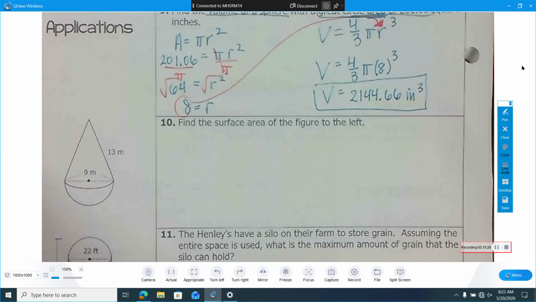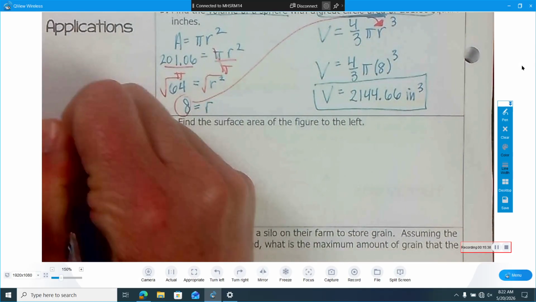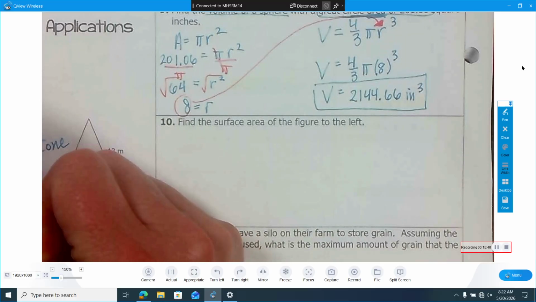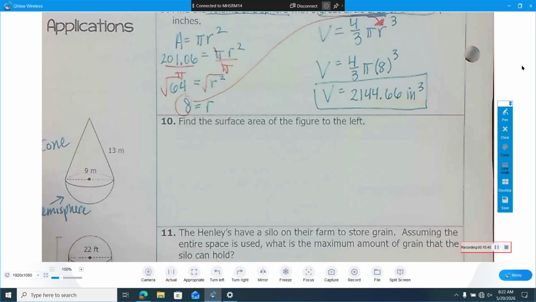No, it's fine. What two shapes do we see in this figure? A triangle or a cone? All right. So we have a cone and a hemisphere. Now, when I think about surface area, I'm thinking about the surfaces around the outside, right?